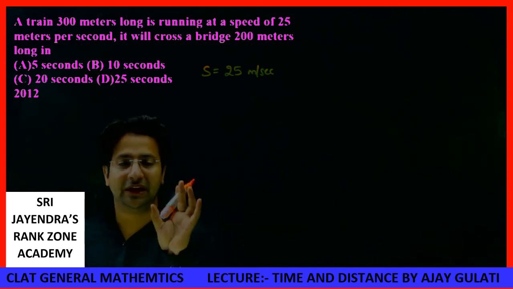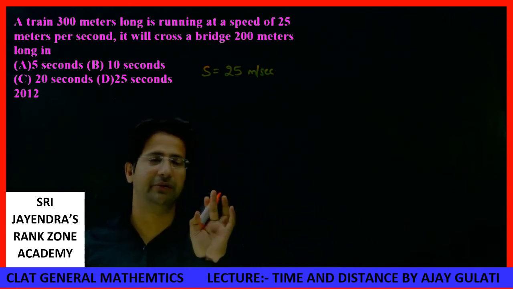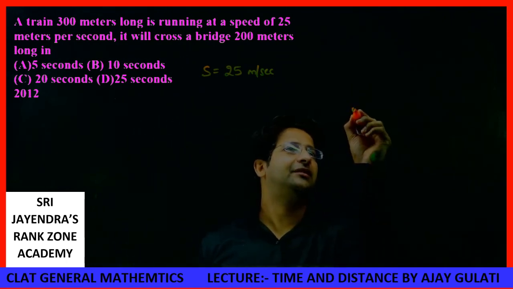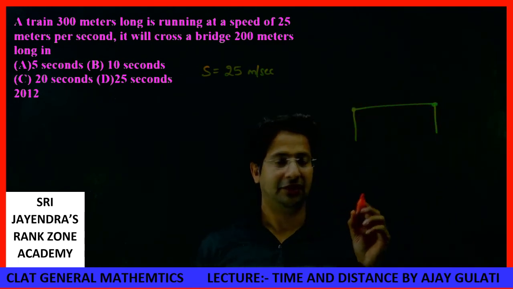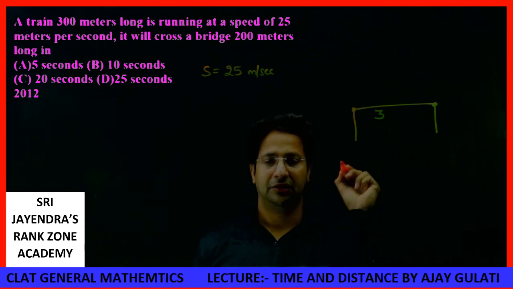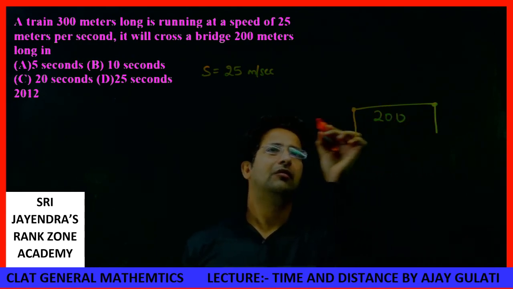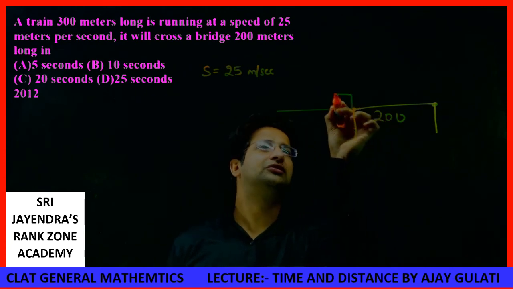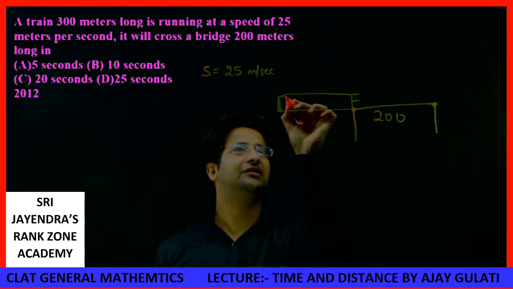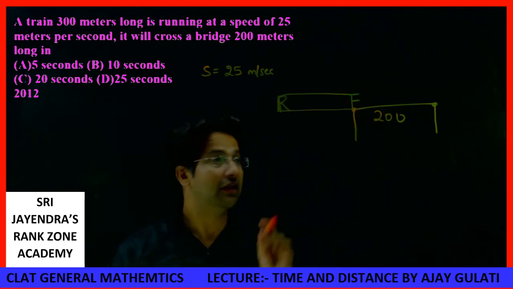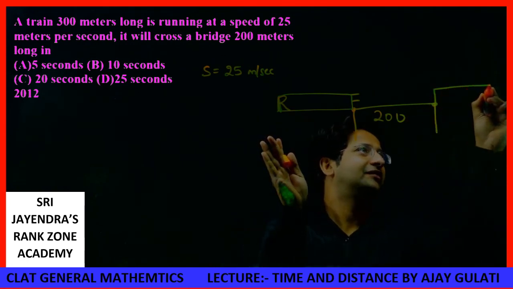A train 300 meter long is running at a speed of 25 meter per second. It will cross a bridge 200 meters long in... see student, let's say this is a bridge. The length of the bridge is 200. We have a train, it needs to cross this bridge. When I say a train crosses a bridge, this is the front end of the train, this is the rear end of the train. When I say this crosses the bridge, what happens is it moves like this.